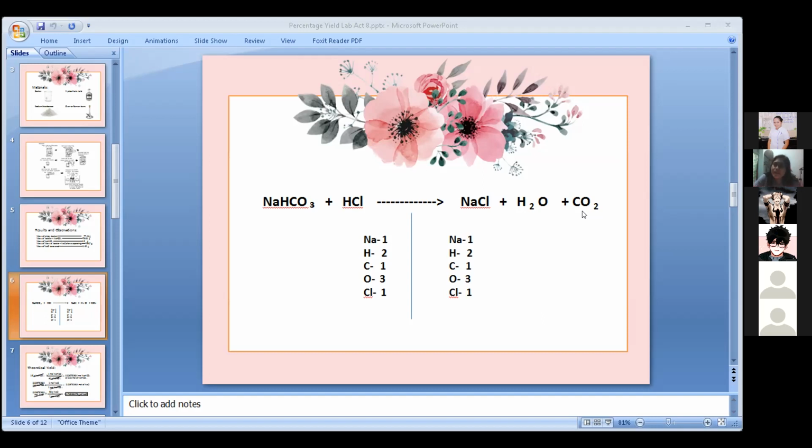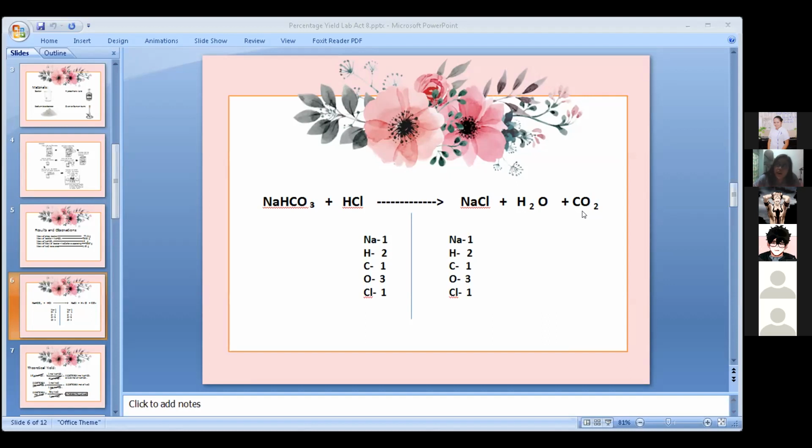But class, always remember that it should never exceed 100%, because you should not have anything additional created in the product. For example, we did an experiment and when computing the percentage yield, it exceeded 100%. Actually last year, I cannot remember when, a batch performed this percentage yield, and when they computed it, some of them reached 110%. So what went wrong? By the law of conservation of mass, that is not possible because nothing additional should be added.